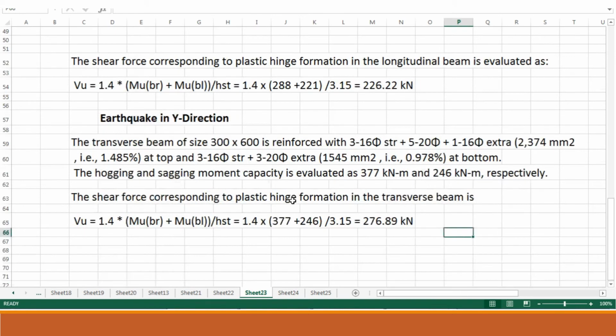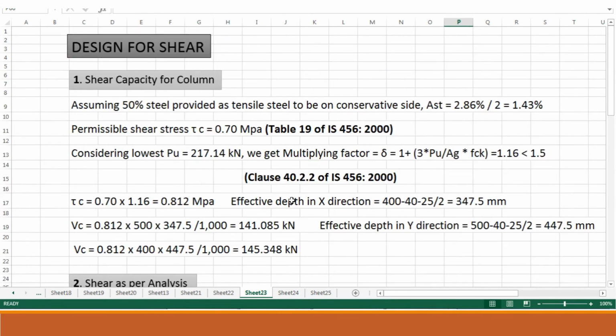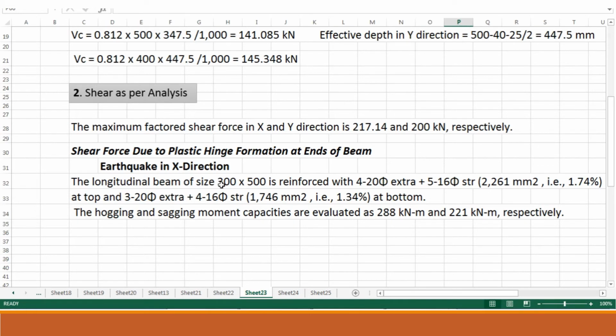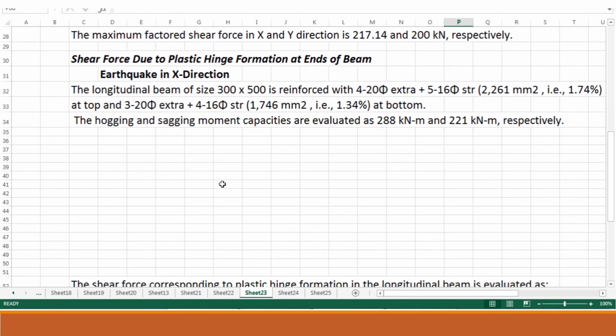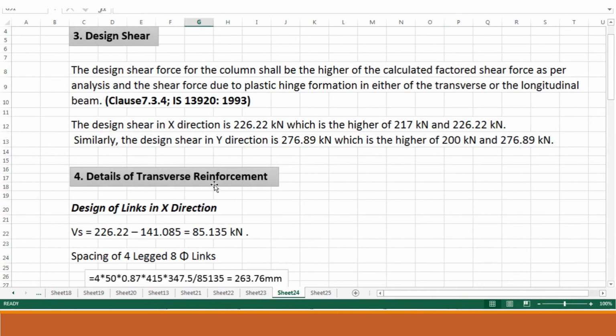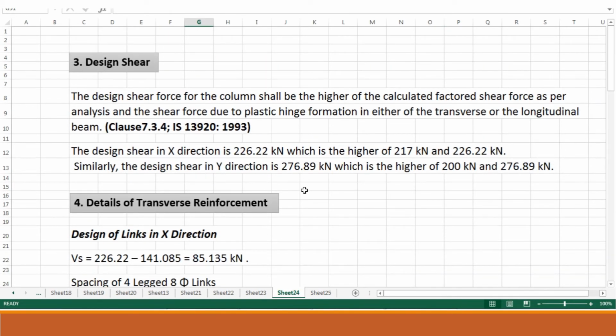Now once we have analyzed the column for its capacity and analyzed it for the forces due to shear, due to plastic hinge formation and due to the factored shear forces in the columns, what we are going to do is design the column for shear.